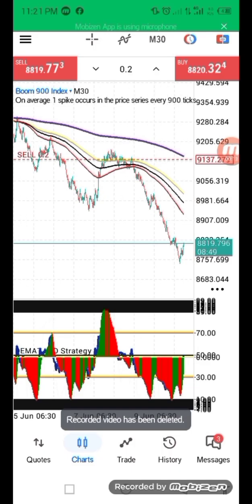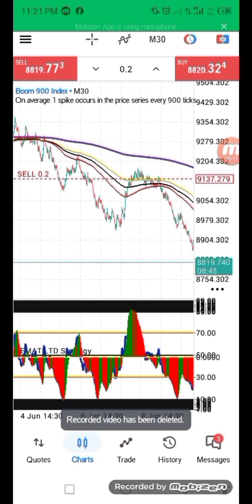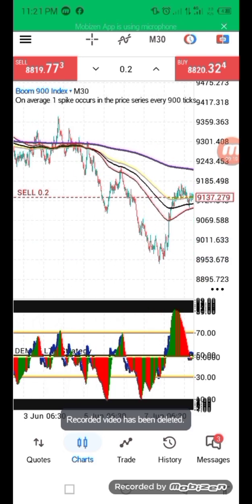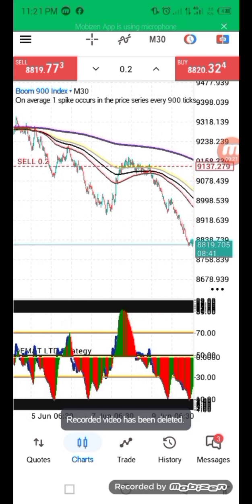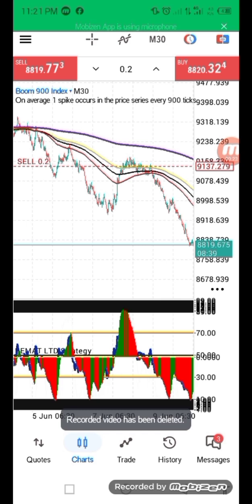Okay, Boom 900 is in a very deep profit. So I'm going to tell you exactly why I entered into this trade, why I took some sell positions. This is a sniper entry.